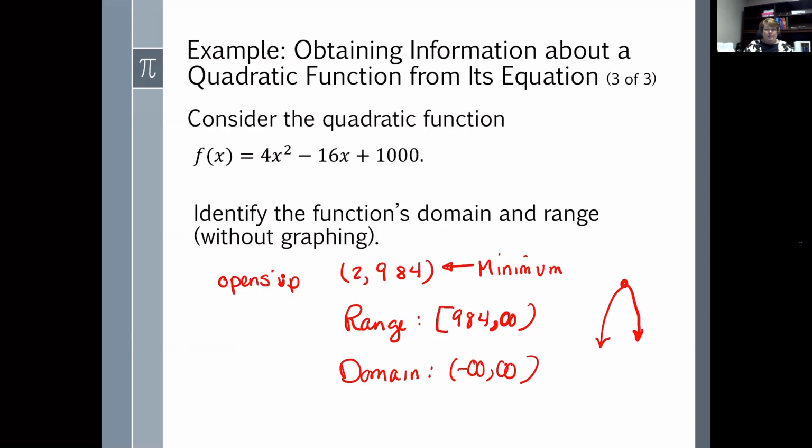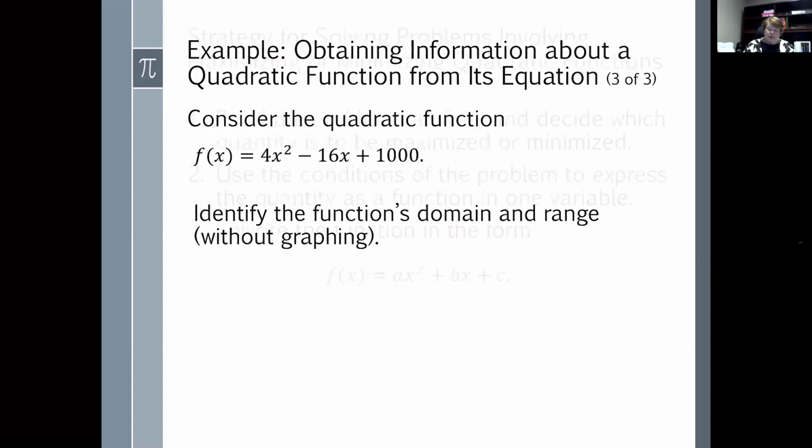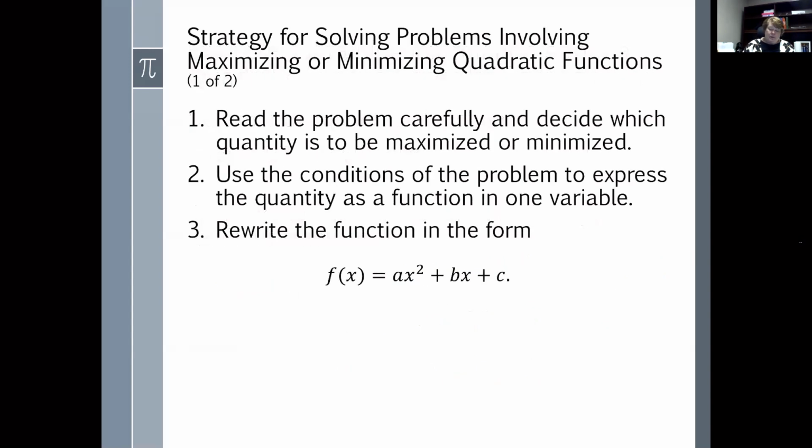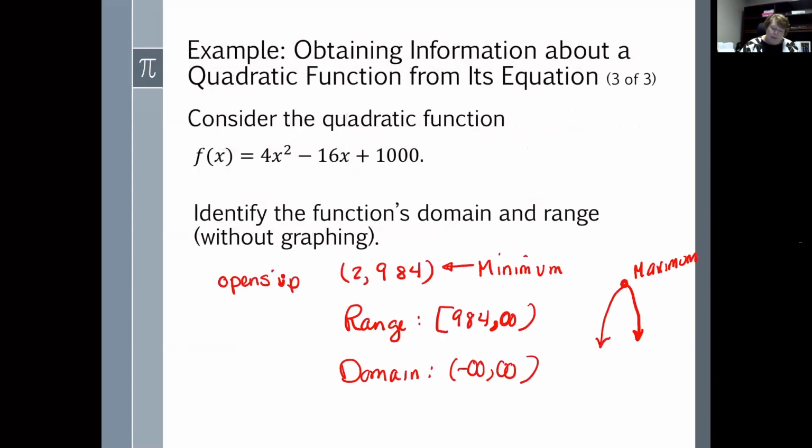If it opens down, then you have a maximum. Sorry about that. We had a PowerPoint failure. Right, back to my slide. So if it opens down, you have a maximum value. So what's the range? Let's call this K. Well, the range will start at negative infinity and it will end at whatever that maximum value is.